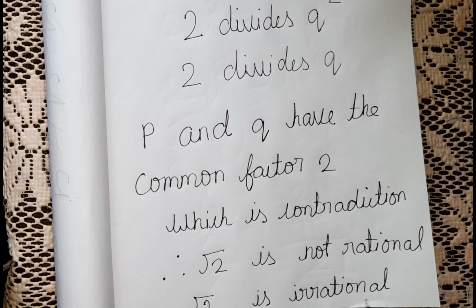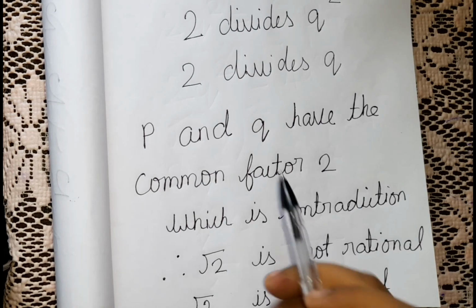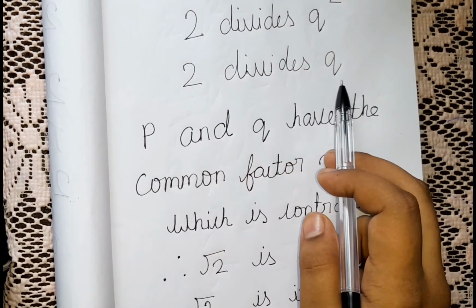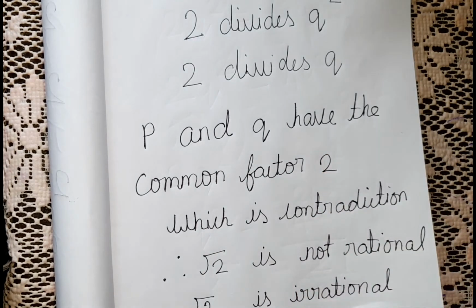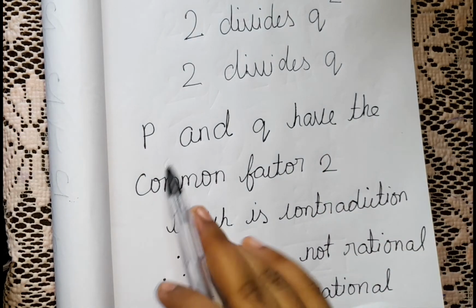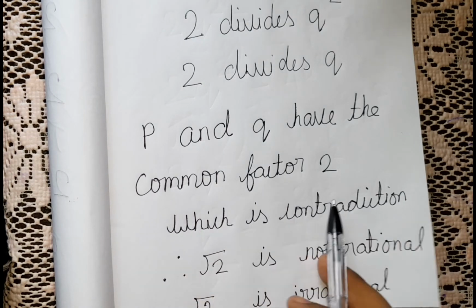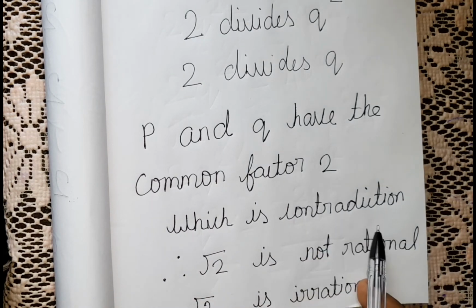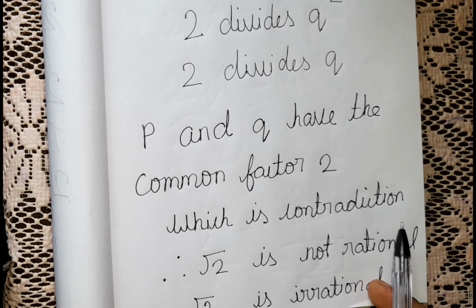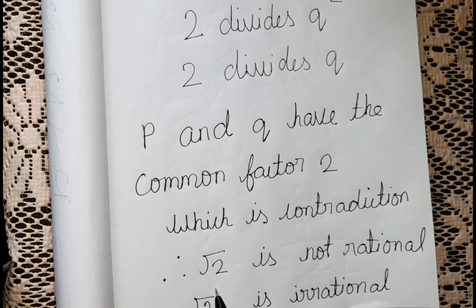So here it has a common factor 2. Why? Because here 2 divides q. Likewise, in the previous step we showed that 2 divides p as well. That is why it got a common factor 2, which is a contradiction. Contradiction means a conclusion. So after the conclusion, root 2 is not rational, root 2 is irrational.